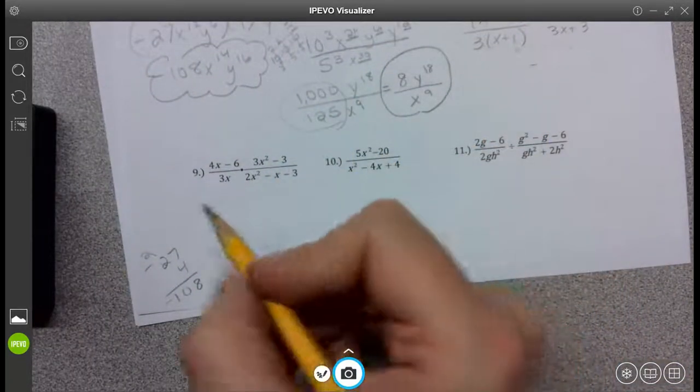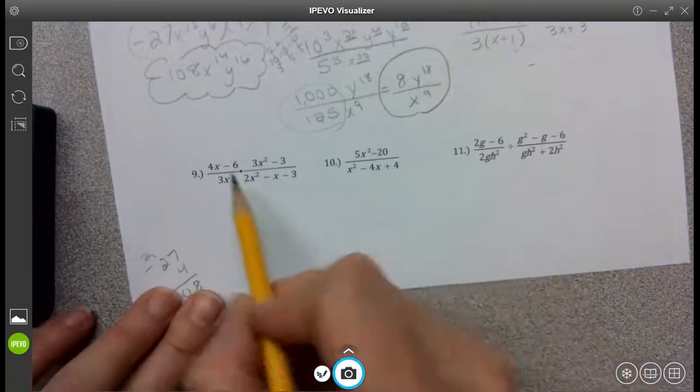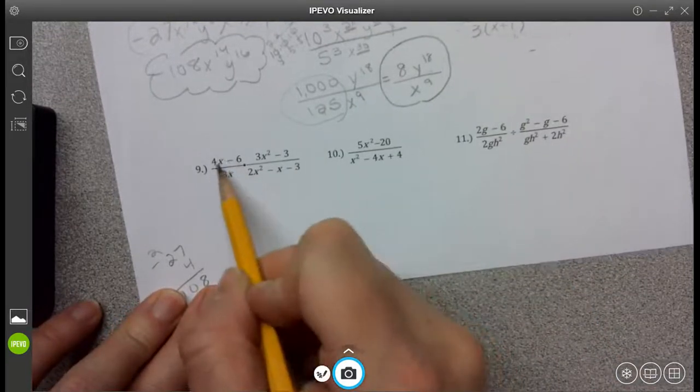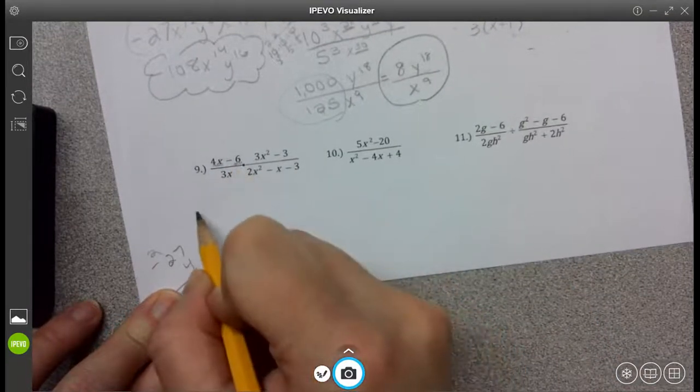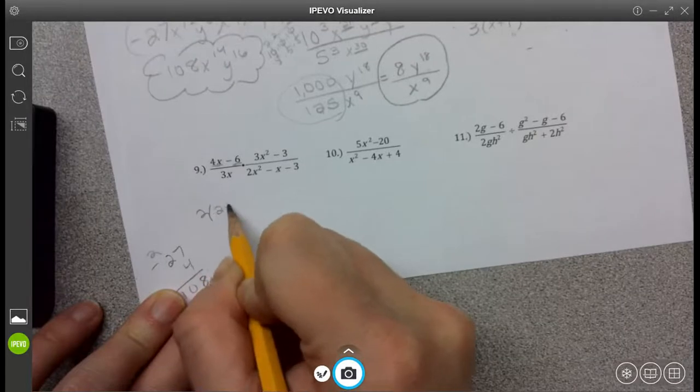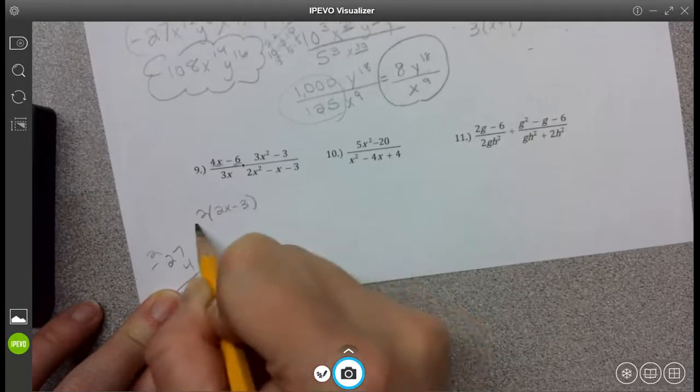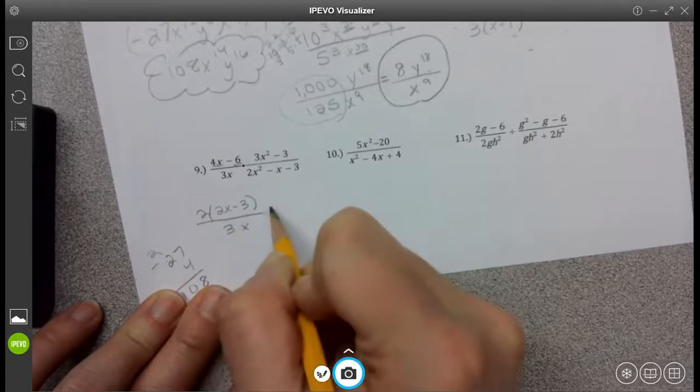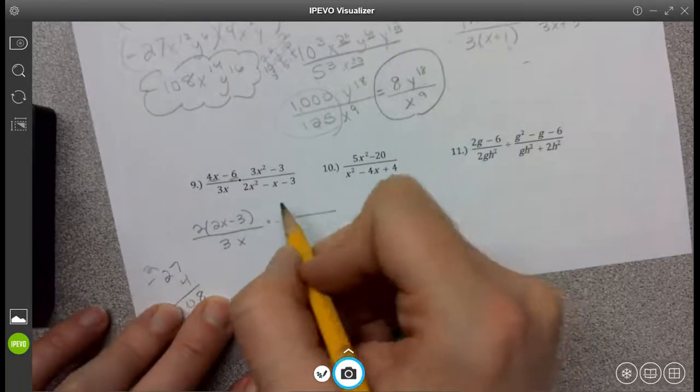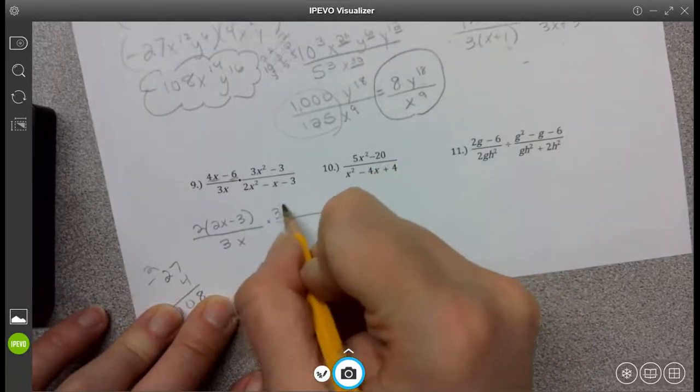All right, the next one, try cleaning it up as you go. 4x minus 6. Is there a GCF? Yes, 2. The top, is there a GCF on the other one? Yeah, take out a 3.